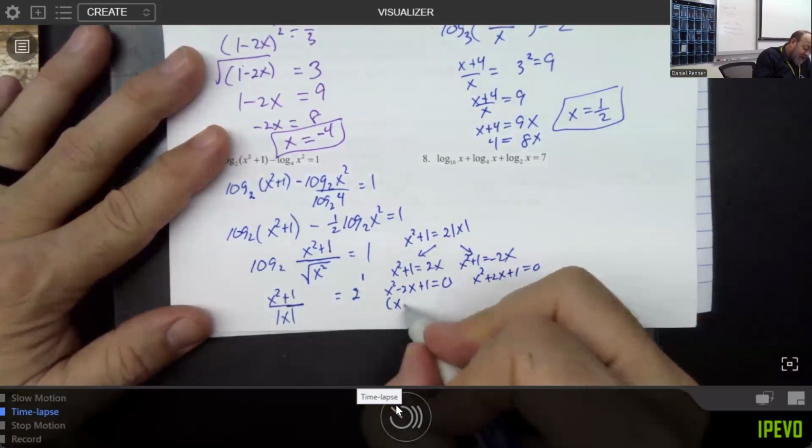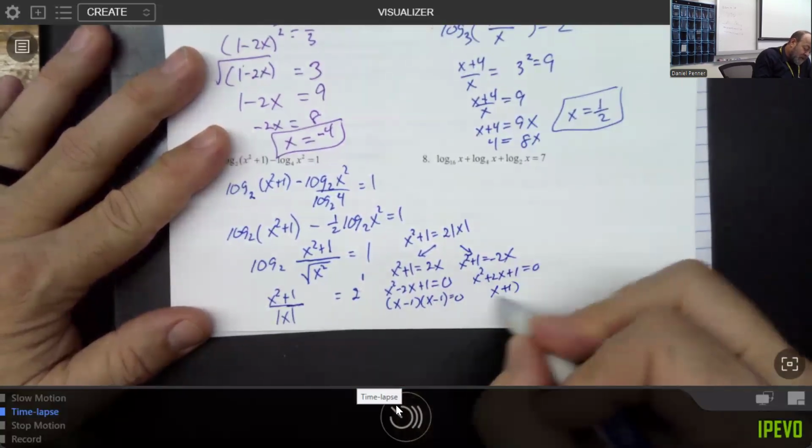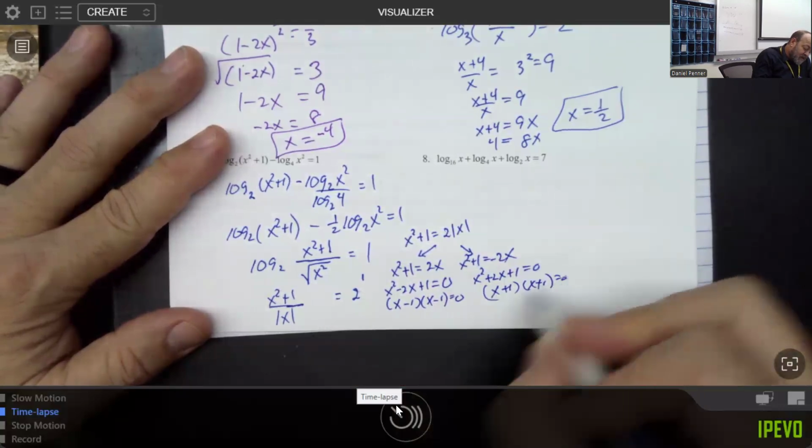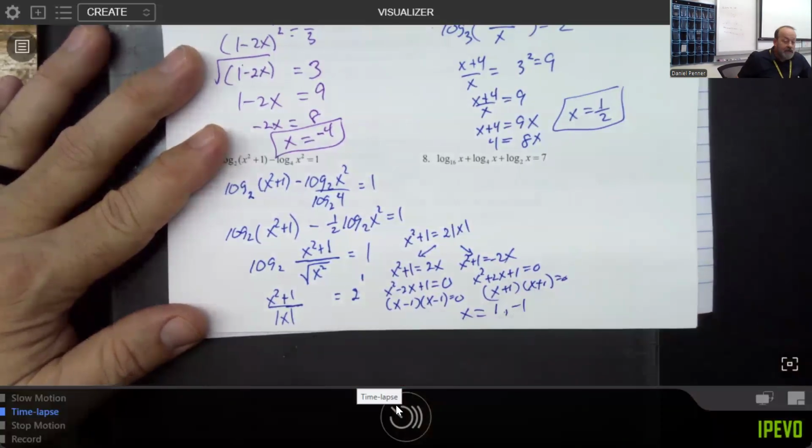Turns out this factors to x minus 1 twice. This one factors to x plus 1 twice. And so my answers were x equals 1 from this side and x equals negative 1 from that side.